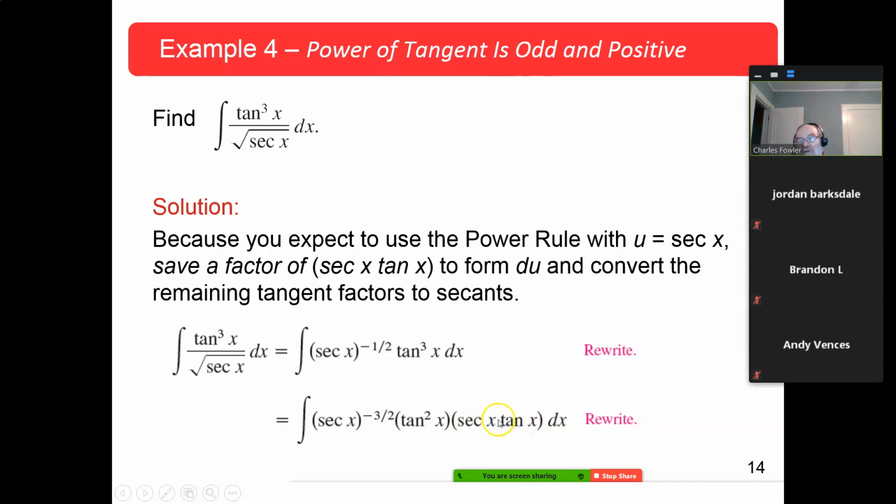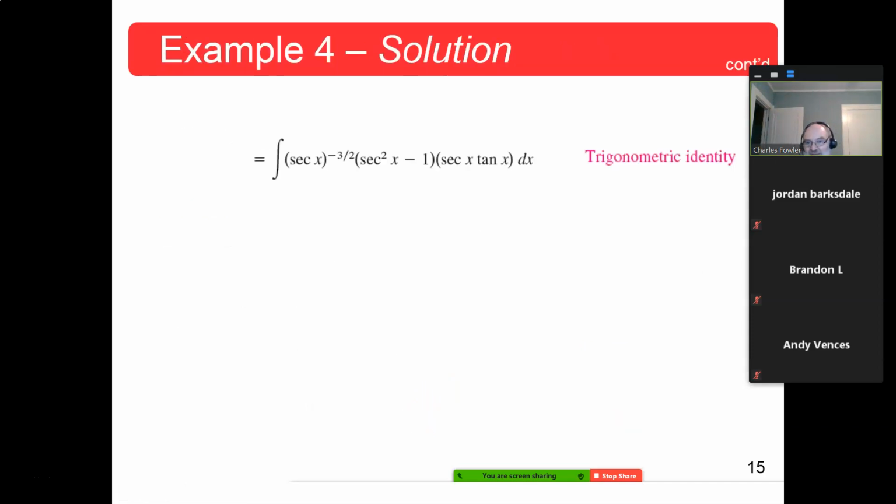This is your du, and what we've got to do is get this tangent squared into a secant squared, and that's a pretty easy Pythagorean identity. That would be secant squared x minus 1. So now distribute this secant to the minus 3/2 across here and across there, leaving this as your secant tangent dx. So this will be secant to the minus 3/2 times secant to the 4/2. That would be secant x to the 1/2. And then this remains minus the secant x to the minus 3/2.